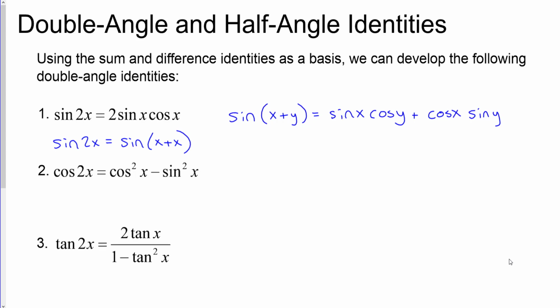Then you can plug this into your formula for the sum of angles and say sine x cosine x plus cosine x sine x. Both of these terms would evaluate to the same number, so we can simplify this into 2 sine x cosine x. And a similar argument could be made for cosine and tangent as well. I'll leave that to you if you're interested.